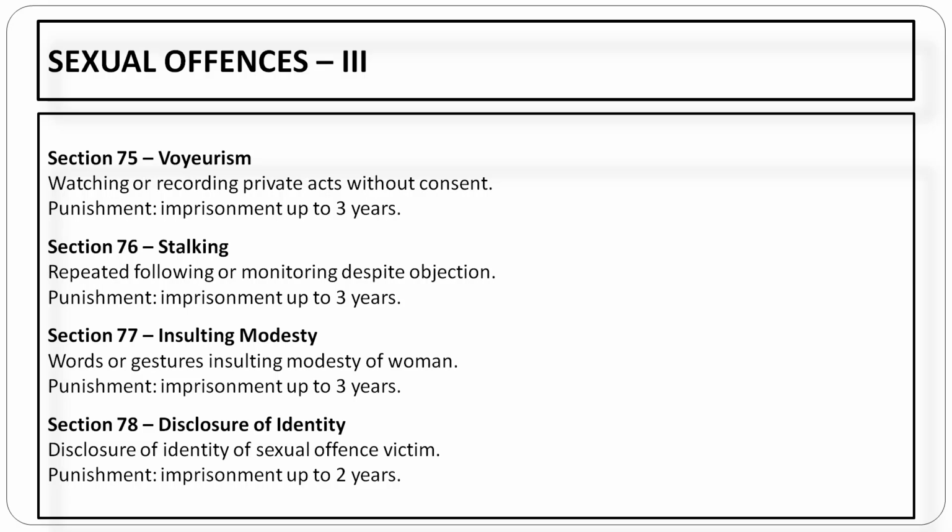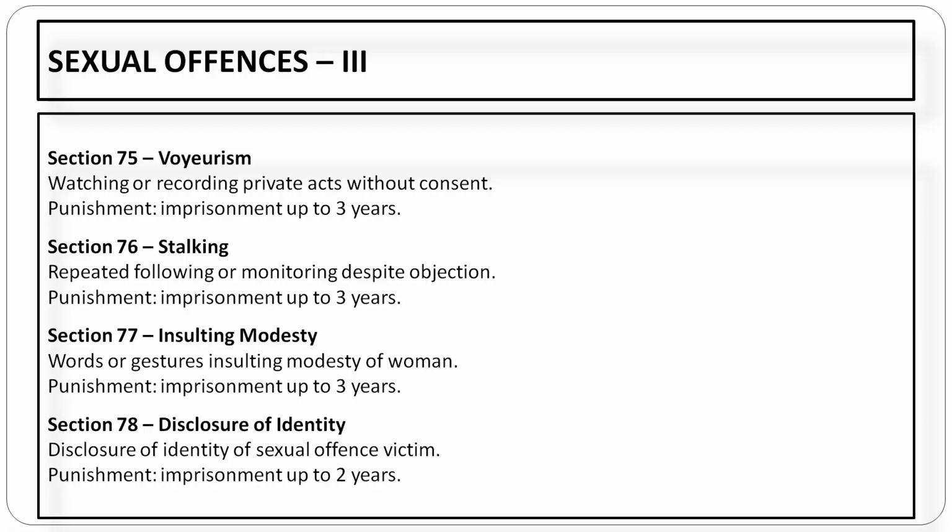The next one is section 77, insulting modesty. It includes words, sounds, gestures, or acts intended to insult dignity. Even verbal behavior can attract this section. The intention is what matters. Physical contact is not necessary for this offense. The focus is on protecting the respect and dignity of the woman. The punishment can be imprisonment up to 3 years.